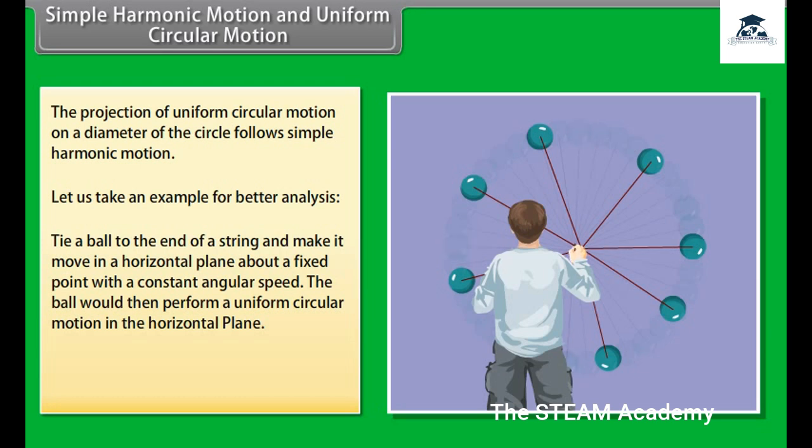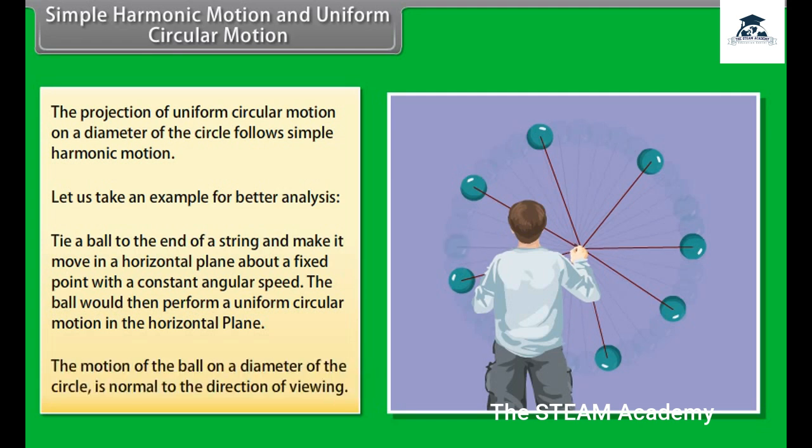You could alternatively observe the shadow of the ball on a wall, which is perpendicular to the plane of the circle. In this process, what we are observing is the motion of the ball on a diameter of the circle normal to the direction of viewing.